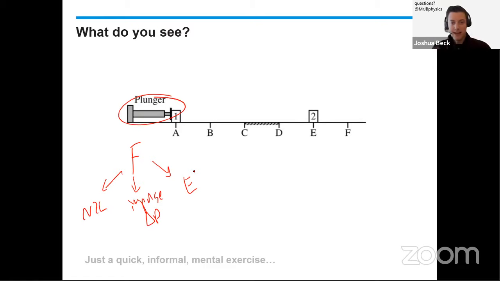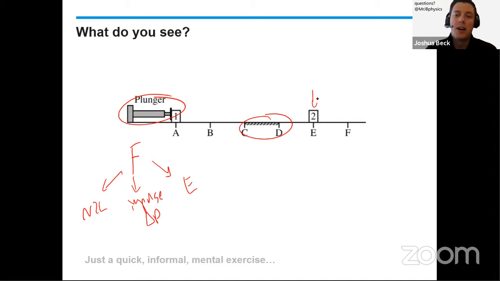Okay, I've got forces, and then I know that I can take forces a variety of different ways. What else do I see? Well, I see something's funky about this surface right here. That tells me the surface might be different between C and D. Maybe there is friction there, and there's not friction at the other places, or vice versa.